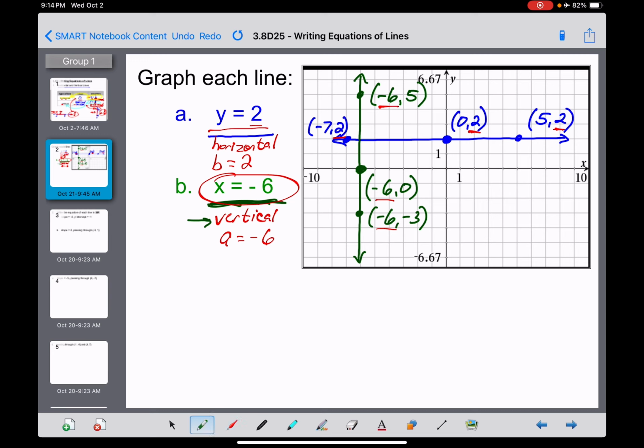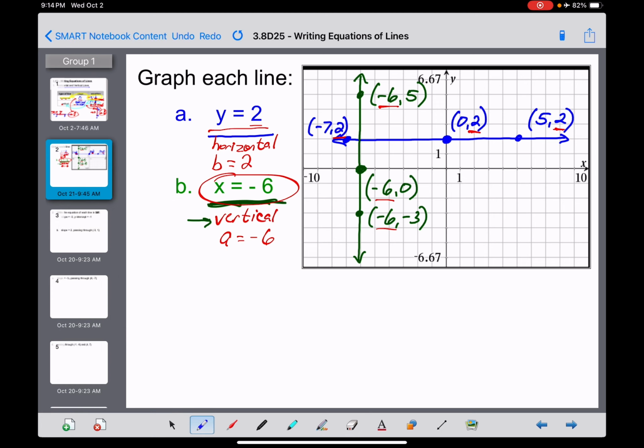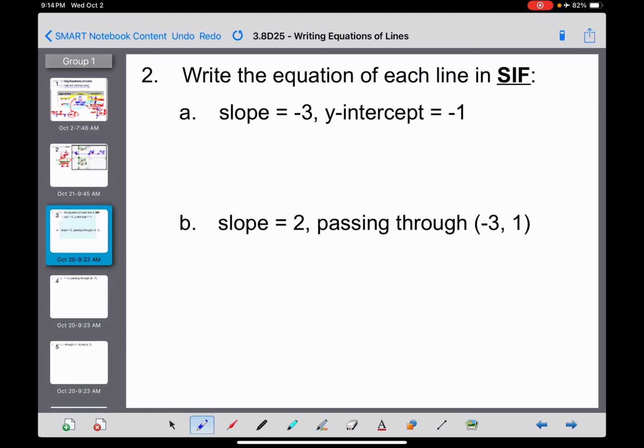Okay, so that was just a little skill we wanted to emphasize at the beginning of this section. Now we're going to get into the real meat and potatoes of section 3.8d, where we are writing the equations of lines. Now I want you to notice the directions here, guys. In each one of these problems, we want our final answer in slope-intercept form. Slope-intercept is really the one we are the most familiar with.